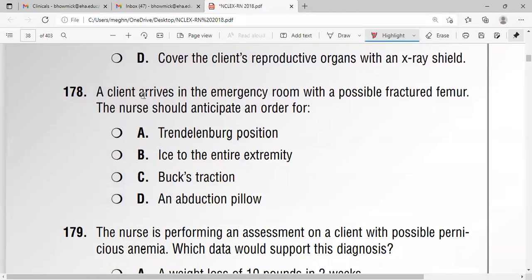Next, a client arrives in the emergency room with a possible fractured femur. The nurse should anticipate an order for what? Fractured femur: the femur, or thigh bone, is the proximal bone of the limb. So if this bone is broken, right?